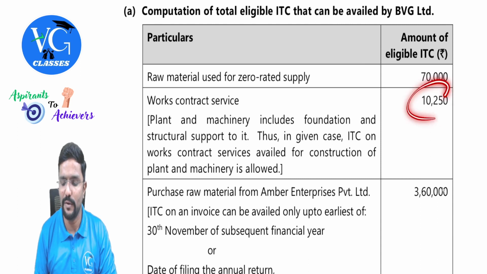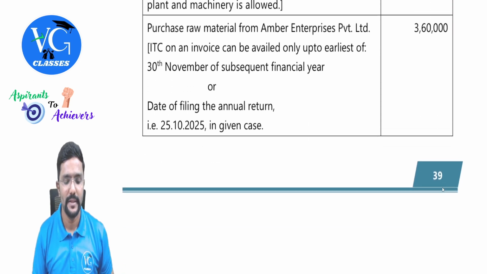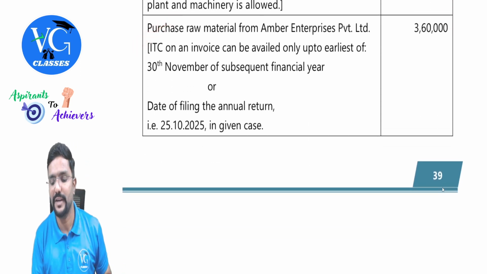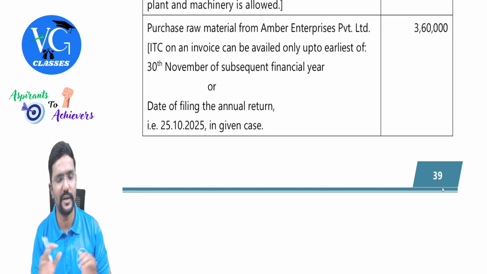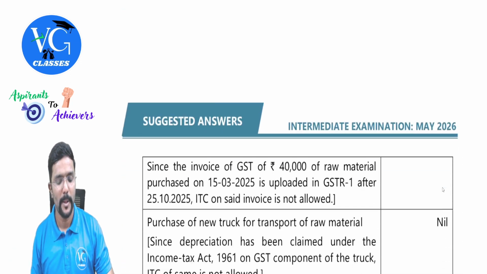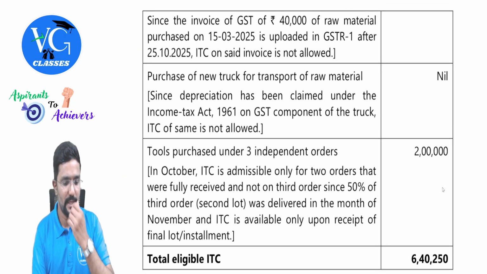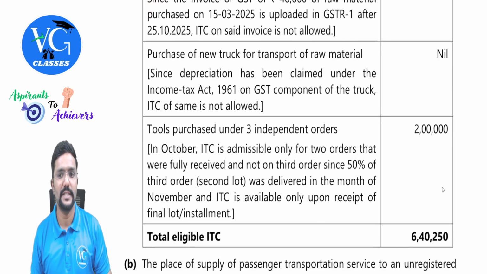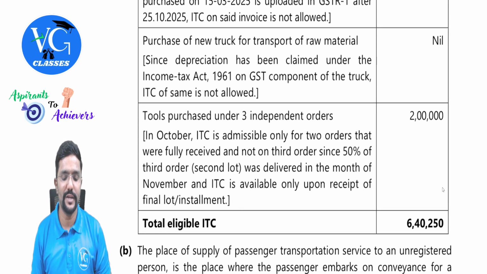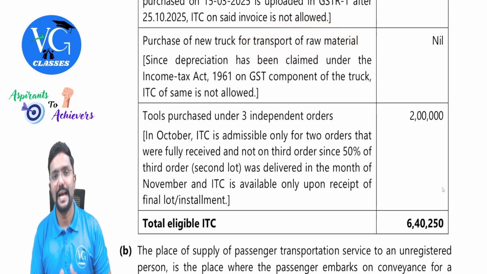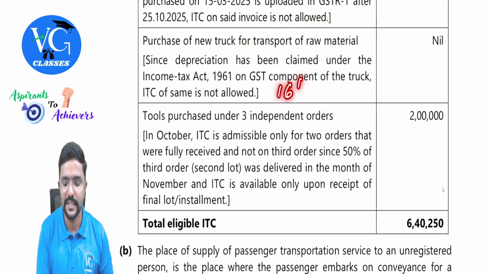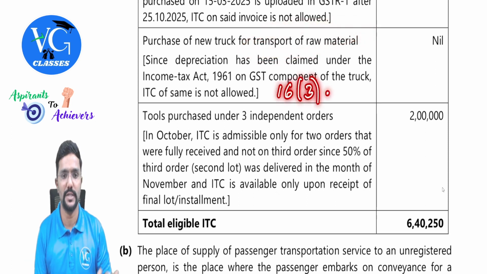Works contract service allowed, guys, as it is for plant and machinery. Then purchase of raw material from Amber Limited only for 3,60,000 allowed, remaining 40,000 lapse. Okay. All the explanation is given here as per section 16 subsection 4. Then purchase of new truck for transportation of raw material, as depreciation is claimed on it as per section 16 subsection 3, credit is blocked.